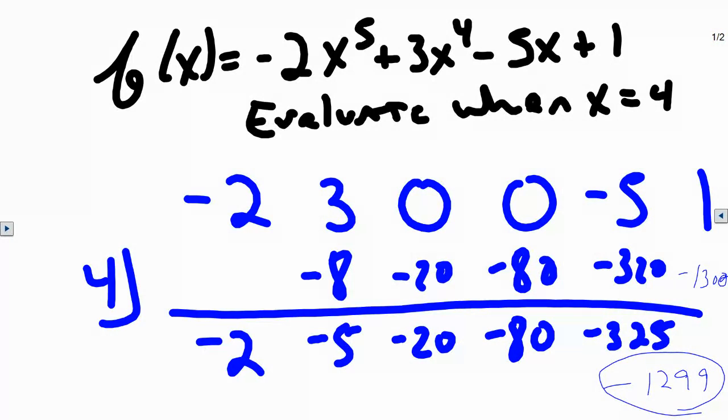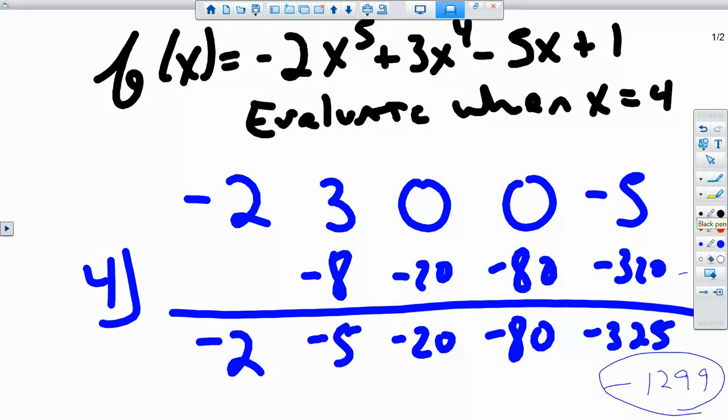In other words, if I was to take the 4 and put it in for x, I'd have -2 times 4 to the 5th power plus 3 times 4 to the 4th power and so forth. My answer would be -1299. And that would be the answer. So that's synthetic substitution. Let's try another one and see if you can get it on your own.